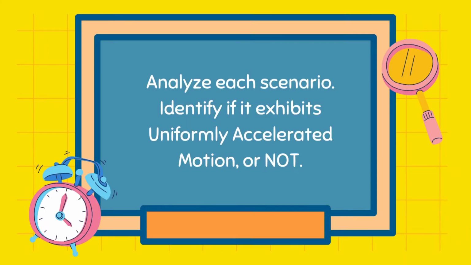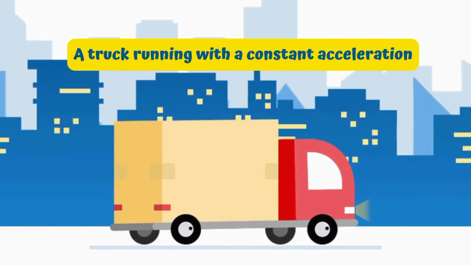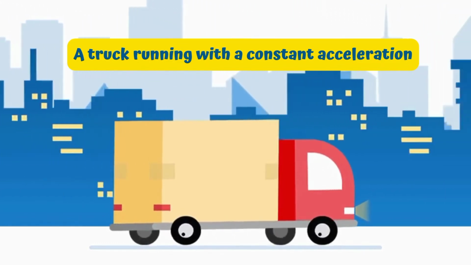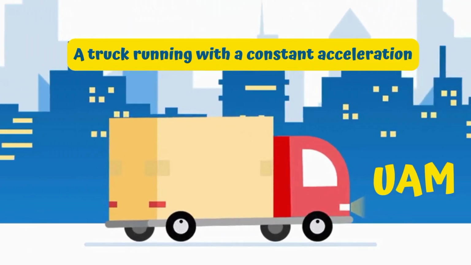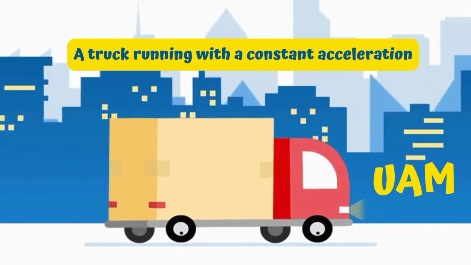Analyze each scenario. Identify if it exhibits uniformly accelerated motion or not. Let us have the first photo. Bikes at rest. Is it UAM or not? The answer, not UAM. Next, a truck running with a constant acceleration. Is it UAM or not? The answer, it is an example of UAM. Great job, class! You did well. Now, let us proceed.